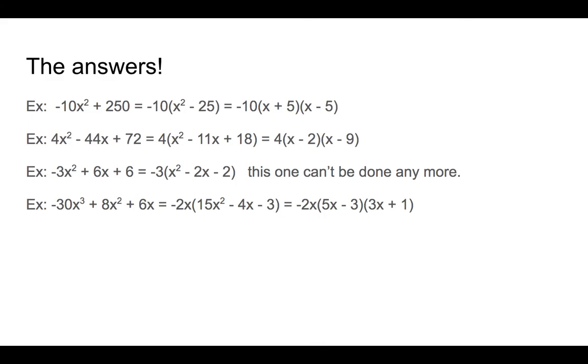Welcome back. Here are the answers. So on the first one, we take out a negative 10, and then x squared minus 25 becomes x plus 5 and x minus 5. On the second example, we took out a 4, and then we factored x squared minus 11x plus 18. On the third, we took out a negative 3, but then x squared minus 2x minus 2 can't be factored anymore, so that's actually all the way done. And on the fourth, we take out a negative 2x, and then we factor it down.